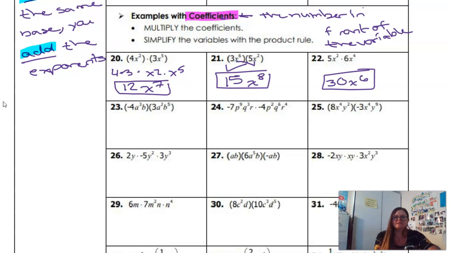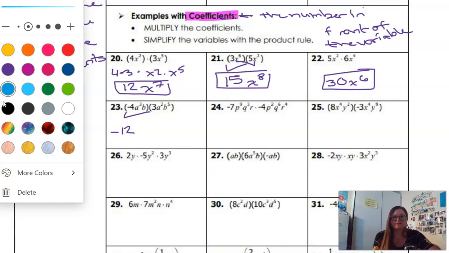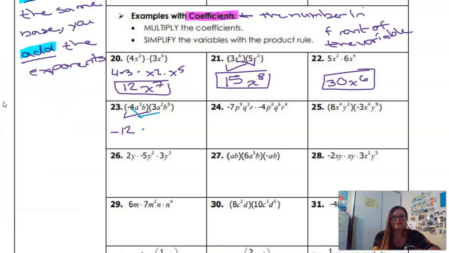All right, the next set of problems here has numbers and then more than one variable. But it's really just the same idea. First, multiply the numbers. -4 times 3 is -12. And then you have a to the third times a squared, which is going to be a to the 3 plus 2, which is 5. And then b times b to the fifth is b to the sixth.